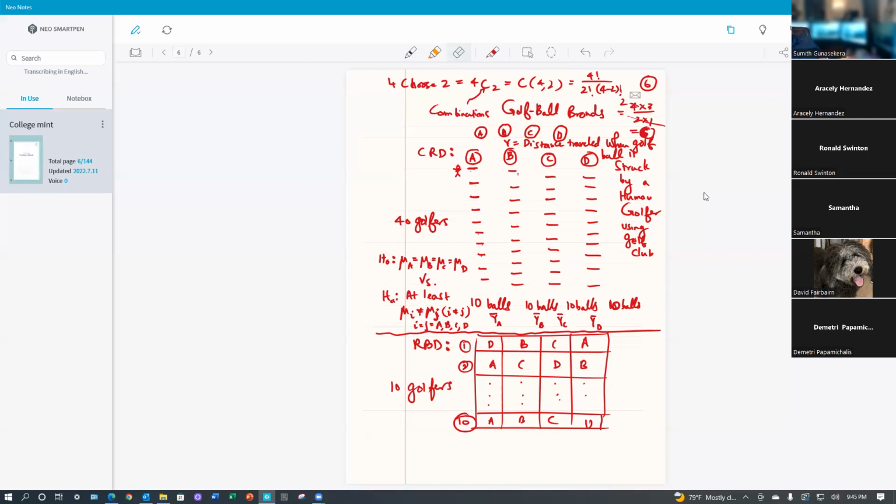When order doesn't matter, you go to combinations. When order matters, you go to permutations. So 4 choose 2 from 4: you're going to do 2 at a time. 6 combinations: AB, AC, AD, BC, BD, CD. But anyhow, that's the idea of why we are trying to do the repeated measures. In repeated measures, we're going to broaden the discussion.